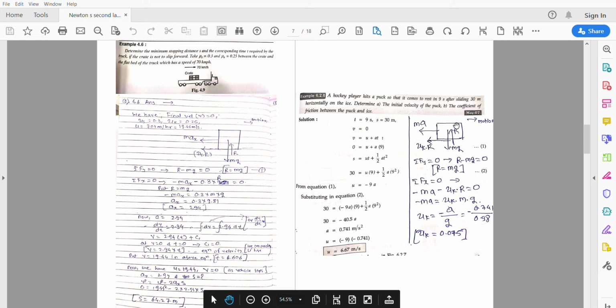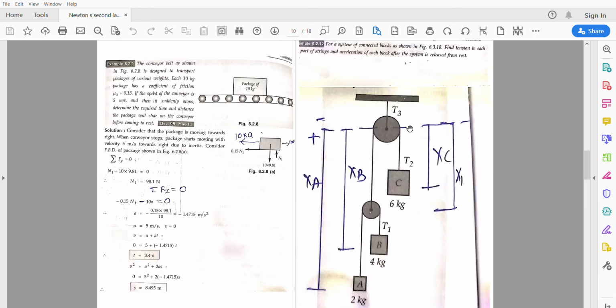We have already discussed this kind of numerical, just go through it. Now as I said, the procedures are very simple. Assume the direction of motion if it is not given. Apply D'Alembert's force in the opposite direction. Apply ΣFy equal to 0. Apply ΣFx equal to 0. Now in this case, the question is find tension in each part of the string.